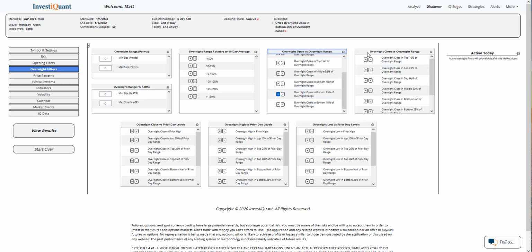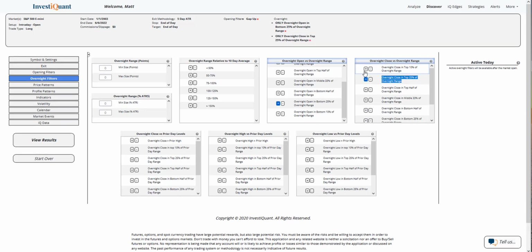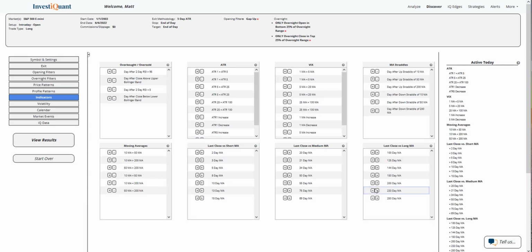Next, I'm going to go to the overnight close versus overnight range, and I'm going to say that the overnight close is in the top 25% of the overnight range. So that means it's a directional move to the upside in the overnight session. The next thing I'm going to do is go to the indicators library. I'm going to say that we are below a 200-day simple moving average. I'm going to skip the 10 just because I want to keep as many samples as possible.